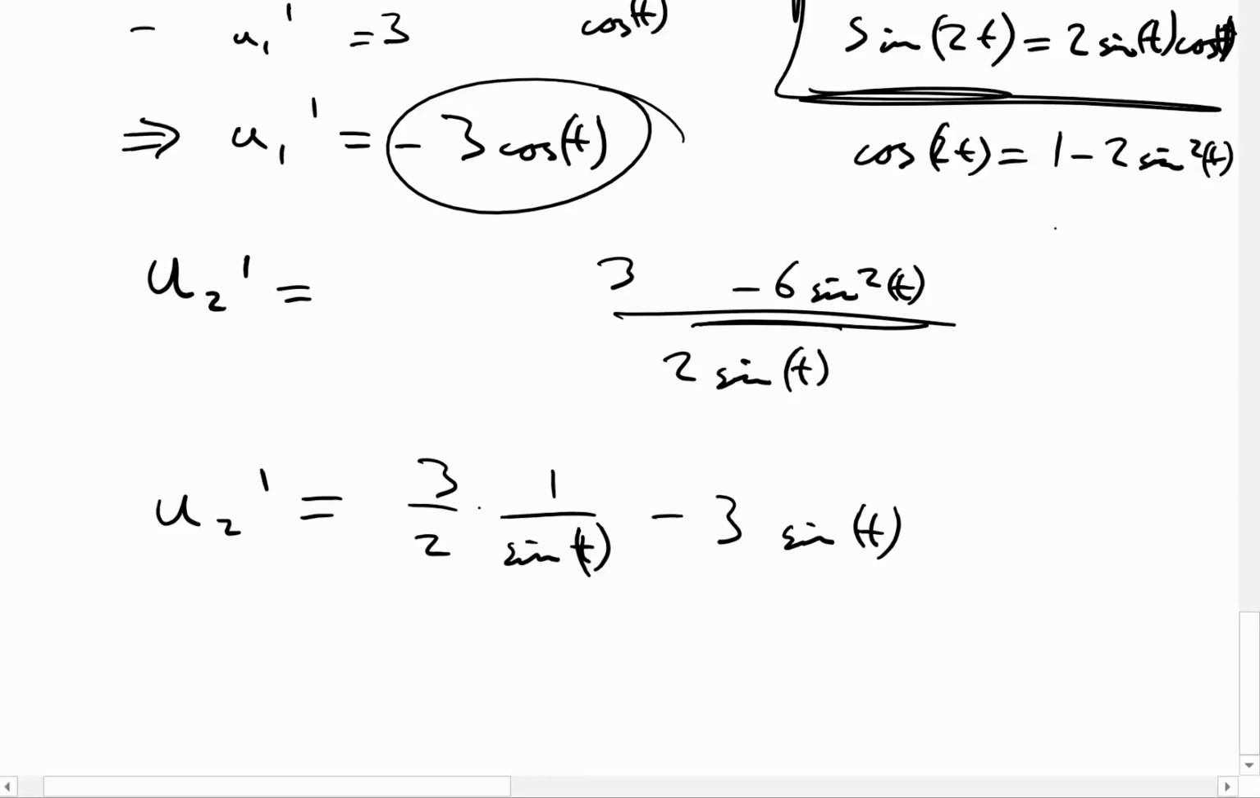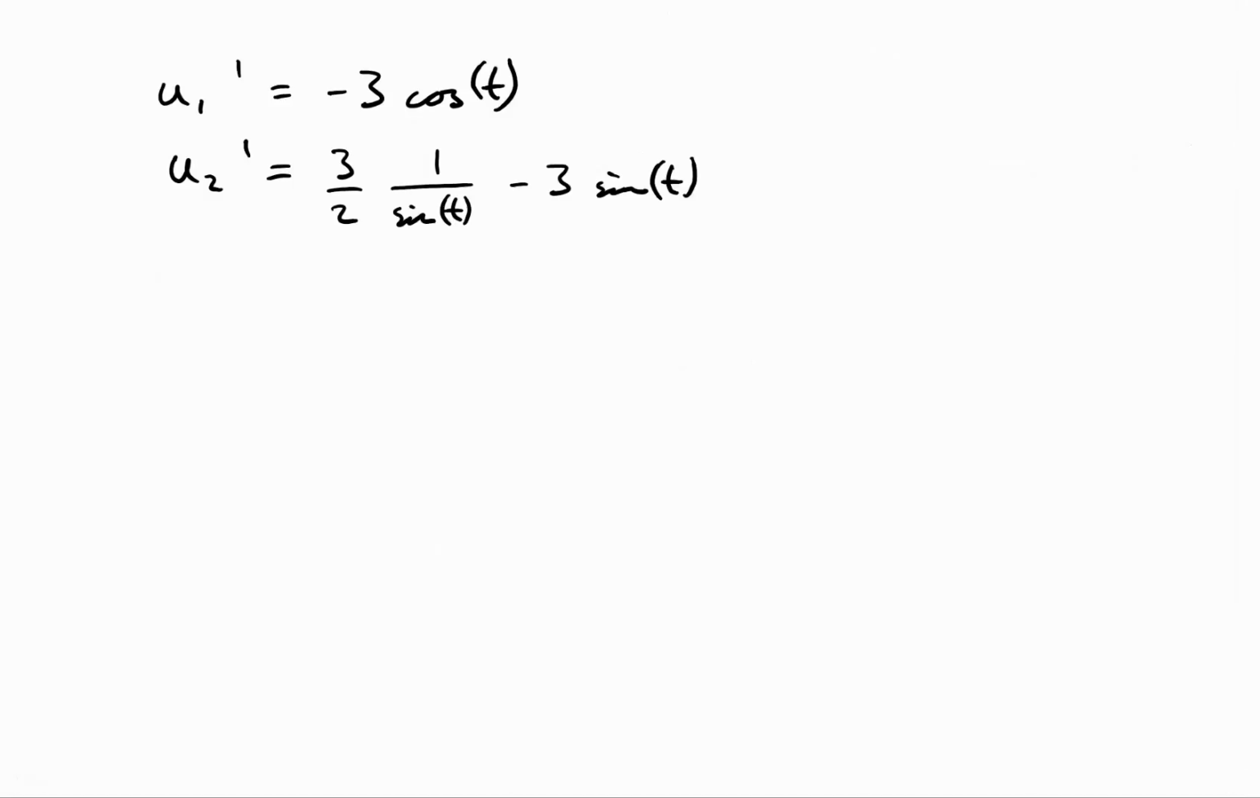So what am I left with? Well, I've now got an expression for u1 dash and u2 dash. Okay, so here are my 2 expressions in here. I could actually rewrite this one as cosec t if I wanted to, but I'm just going to leave it like that for the time being.